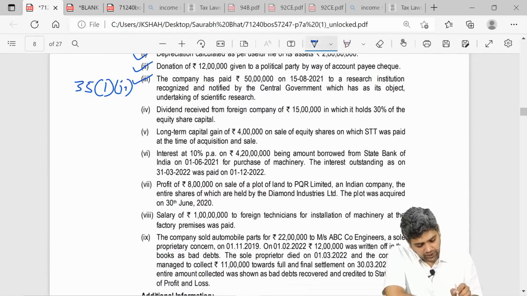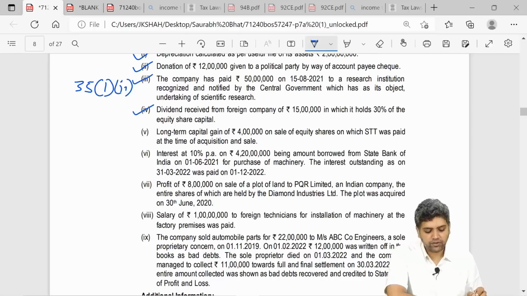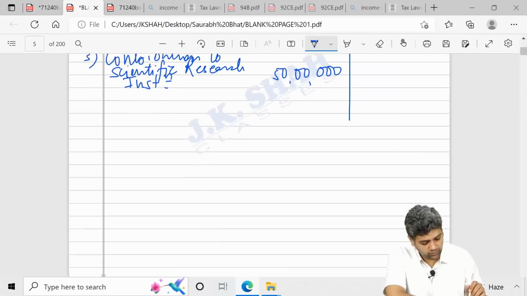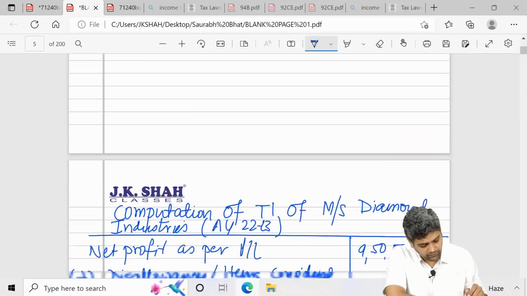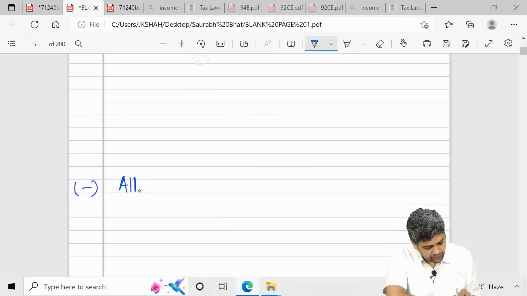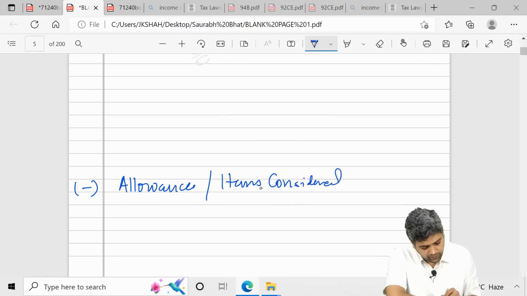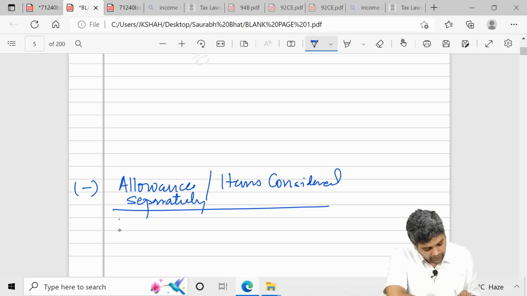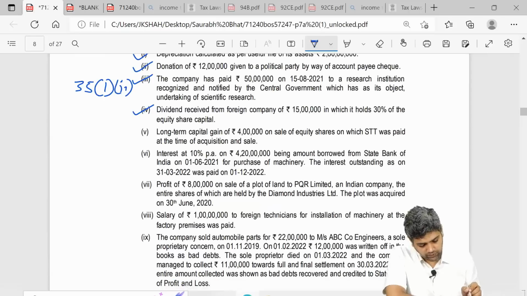Then they have said dividend received from foreign company 15 lakhs, in which the assessee holds 30% of share capital. Now this would go under the head other sources. So I leave some space and I will write down here less: allowances or items considered separately. In that, dividend would definitely go under the head other sources.